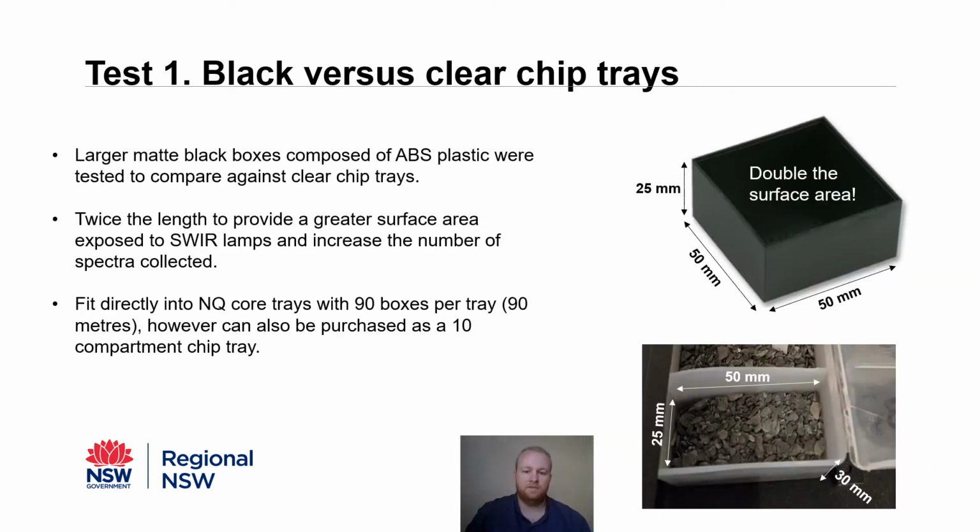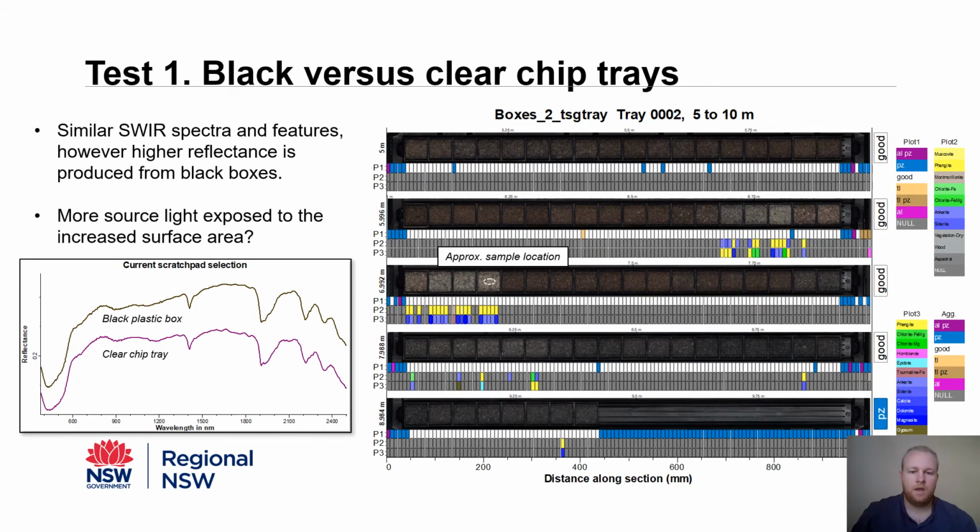This pilot study further investigated chip trays by testing black plastic boxes that are twice the length of regular chip tray compartments. The aim was to provide a larger surface area to collect more spectra downhole and increase the surface area exposed to swirl lamps for improved reflectance. Here we can see the boxes with MSDP15 chips neatly laid out into a standard NQ core tray.